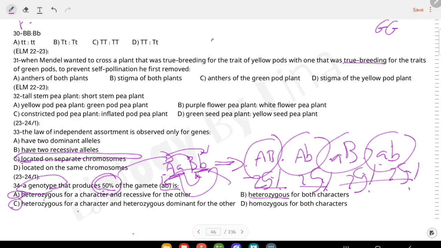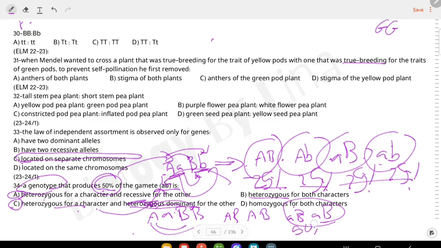C, heterozygous for a character. Let's say hetero for A capital A small, and dominant for the other. Dominant means instead of B small, we will put B capital, B capital. So this one also produces 50%. But what are the gametes that are produced? We have A capital, B capital, and A small, B capital. So it also produces 50%, but it's A small, B capital, not A small, B small.